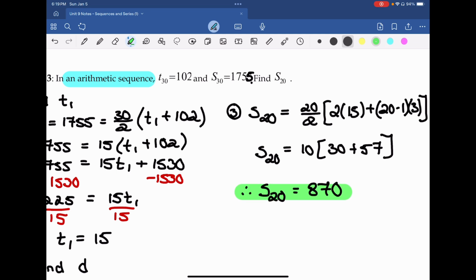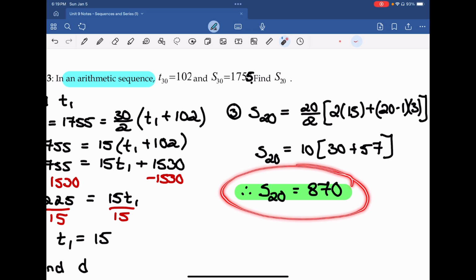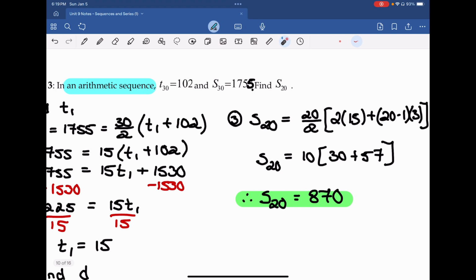Perfect. Now, just as a logic check, you're like, does this make sense? Yes, because we have our 30th term, which is 102. We're not at 30 terms, we're only at 20 terms. So there's a lot of room between those two. Our first term is 15, and they increase by 3, so they don't increase by that much. Within 20 terms, that would seem like a very logical sum to get out of a given series. And the fact that we're adding 10 less numbers should be totally fine for us.